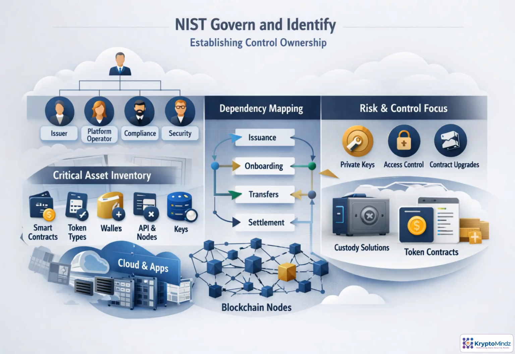Govern and identify are where security becomes accountable. Before selecting controls, define who owns each risk, asset, and critical process. For a digital asset platform, the inventory must include smart contracts, wallets, keys, nodes, APIs, token types, vendors, and custody connections. Then map how issuance, onboarding, transfers, settlement, and redemption depend on those components. The main takeaway is ownership. High-impact areas like keys, privileged access, and contract upgrades need named owners and clear control expectations.